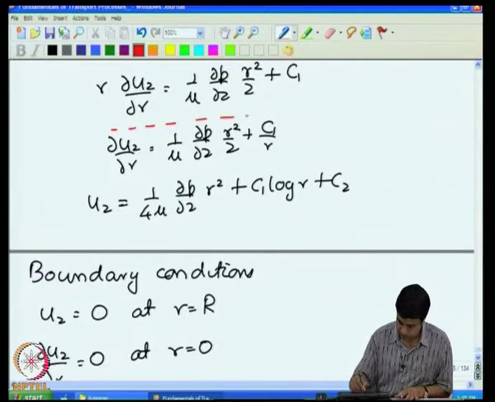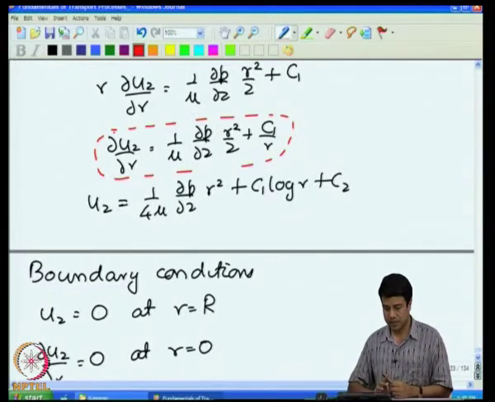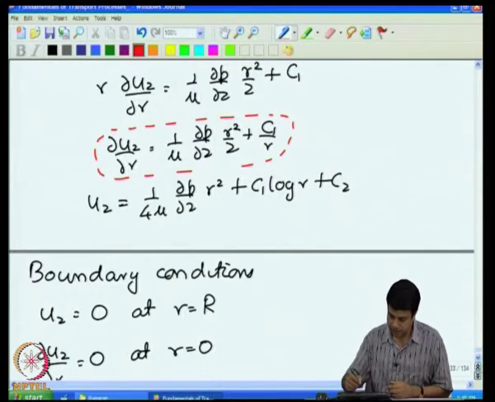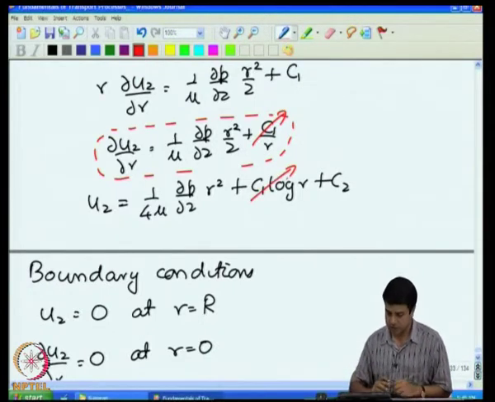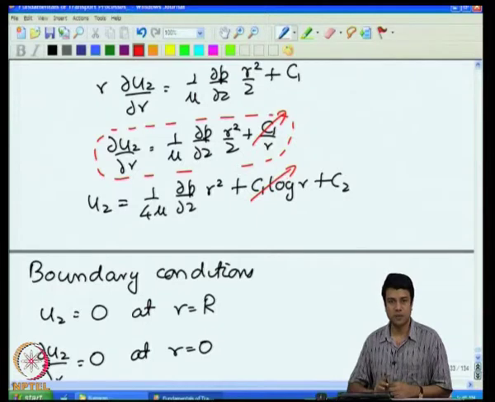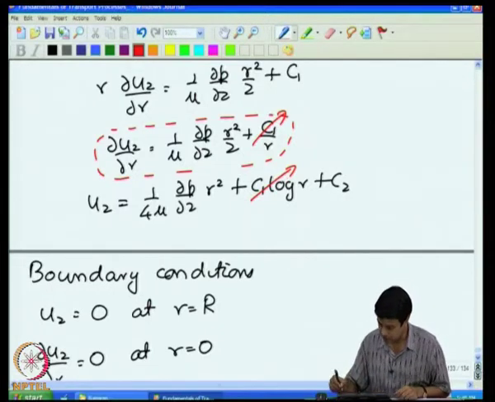From this equation, you can easily see that du_z by dr will be 0 only if C1 is equal to 0, otherwise it goes to infinity. So, the symmetry condition requires that C1 is equal to 0, otherwise the velocity will be infinite at r is equal to 0, at the axis of the tube. So, C1 is equal to 0 and C2 can be determined from the condition that u_z is equal to 0 at r is equal to capital R.